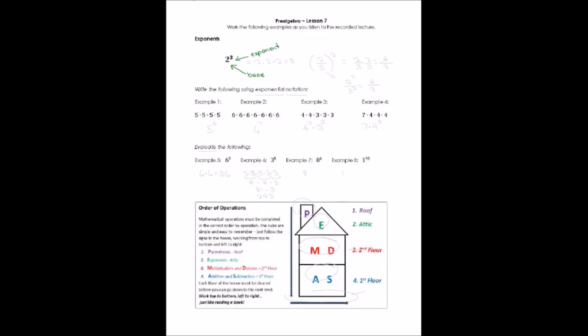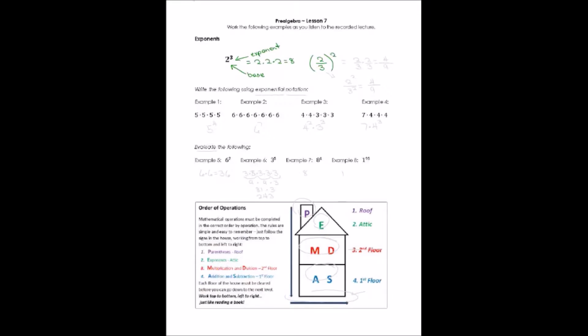Now, 2 to the power of 3 actually means that we're going to take 2 and multiply it 3 times. An exponent tells us how many times to multiply the base. So 2 to the power of 3 is really 2 times 2 times 2, or 8. What if it was a fraction, though? Let's take another example. What if we had 2/3, and all of that was raised to the power of 2?